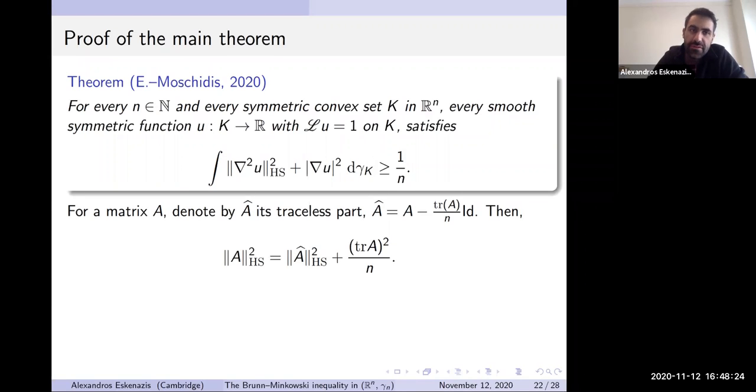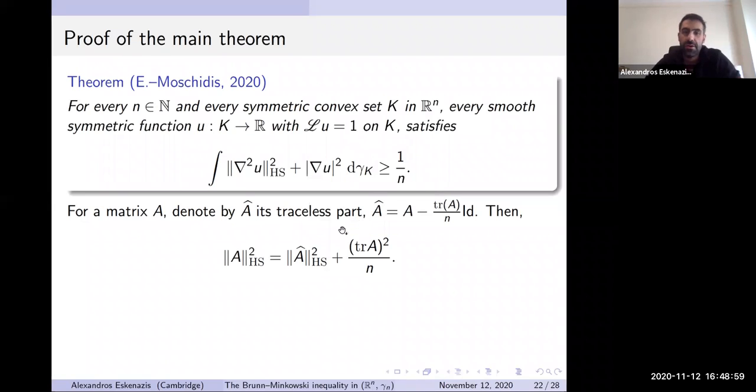So we need a little bit of notation. If you have a matrix A, I'm going to denote by A hat its traceless part. So it's A minus the trace of A divided by n times the identity matrix. Okay. And you know the identity matrix divided by square root of n is a unit vector on the space of matrices with the Hilbert-Schmidt norm. So this quantity here is effectively the projection of A on the line which is generated by the identity matrix, and A hat is the projection on the orthogonal complement.